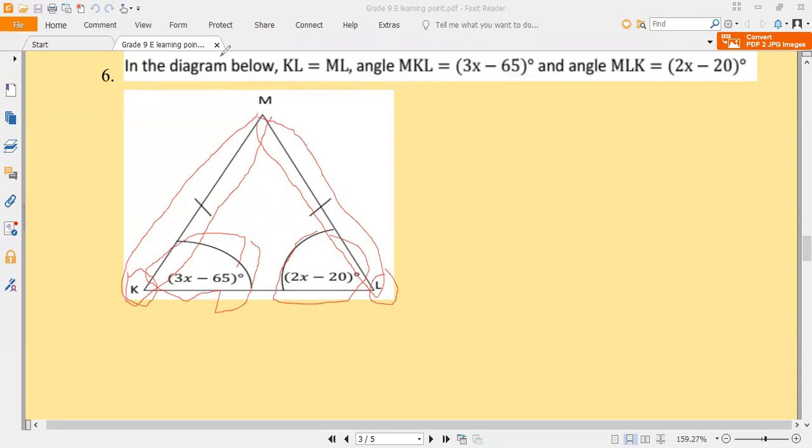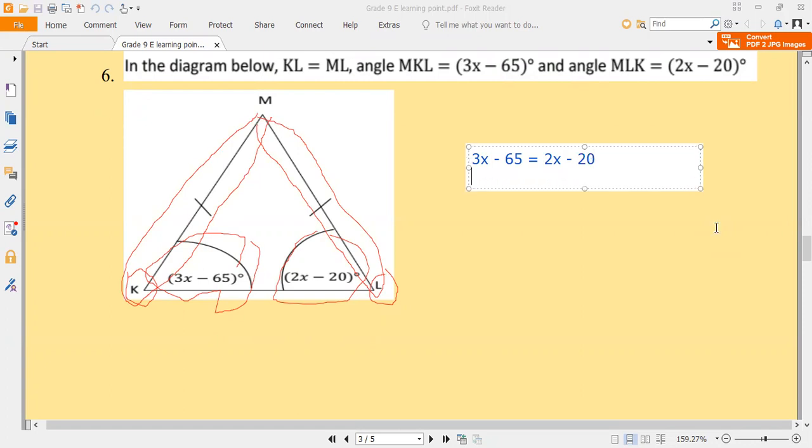Then we find the value of x. So we just need to equate them, that 3x minus 65 must be equal to 2x minus 20. That's the information that we have, because they are equal, they are the same.